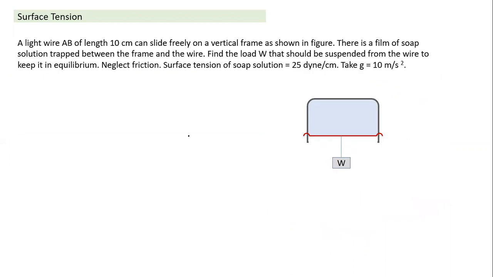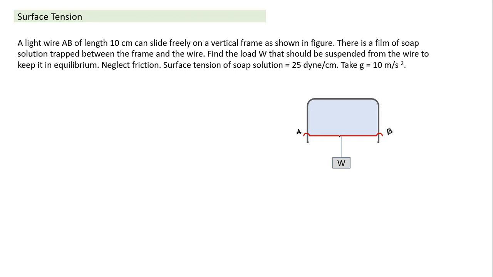Let's understand in terms of force on a simple application. There's a light wire AB, of length 10 centimeter. It can slide freely on a vertical frame, and there's a film of soap solution trapped between the frame. What you see in the blue color is a soap film. We are looking from one side, so there'll be two surfaces: one surface on our side, and one more surface behind it. So there'll be two air to liquid boundaries, and again liquid to air boundary.